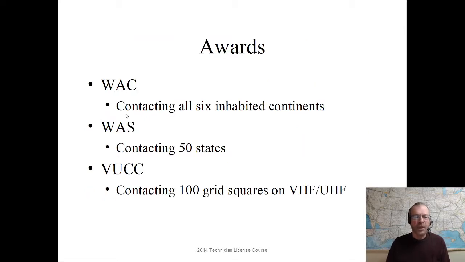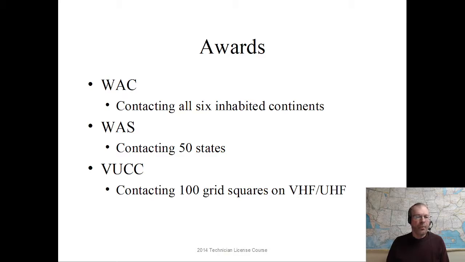Some awards are WAC, which is contacting all six inhabited continents, WAS, contacting all 50 states in the United States, and VUCC, which is contacting 100 grid squares on VHF or UHF. All of these things are just personal goals that you can set up for yourself.